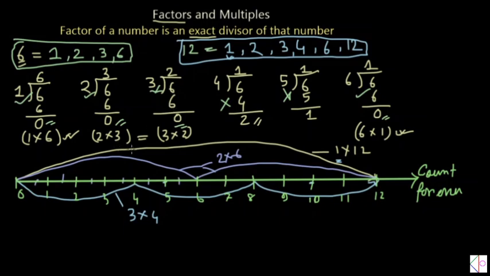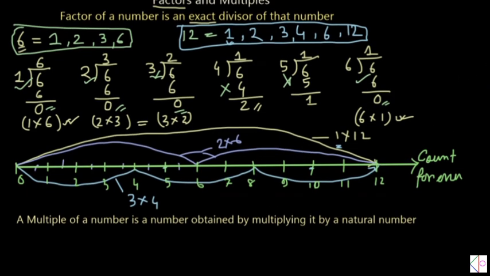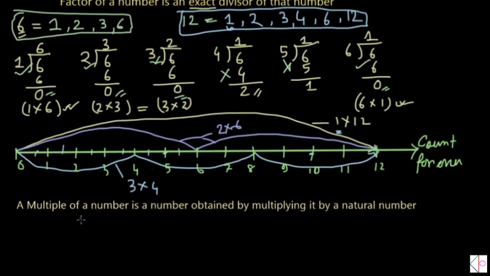So again, you see, now what is a multiple? We go for multiple. Let us put the definition first. According to the definition, a multiple of a number is a number obtained by multiplying it by a natural number. Why is it a natural number? To avoid the 0 for multiplication. So it means if we take a whole number and multiply it with a natural number, then the result will be a multiple of that whole number.